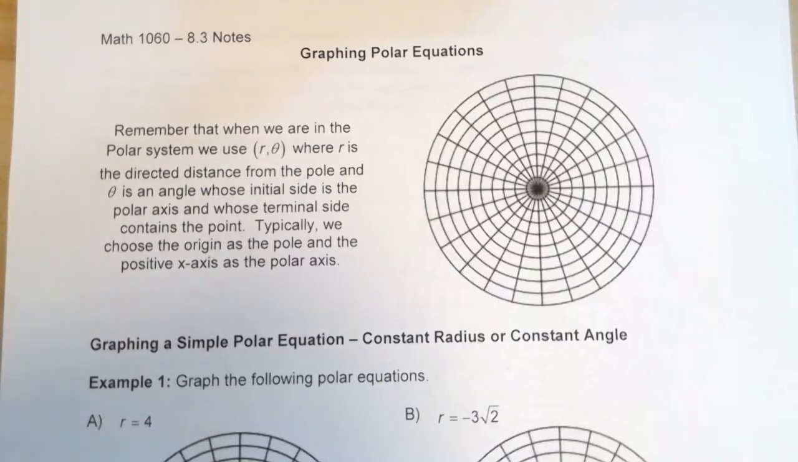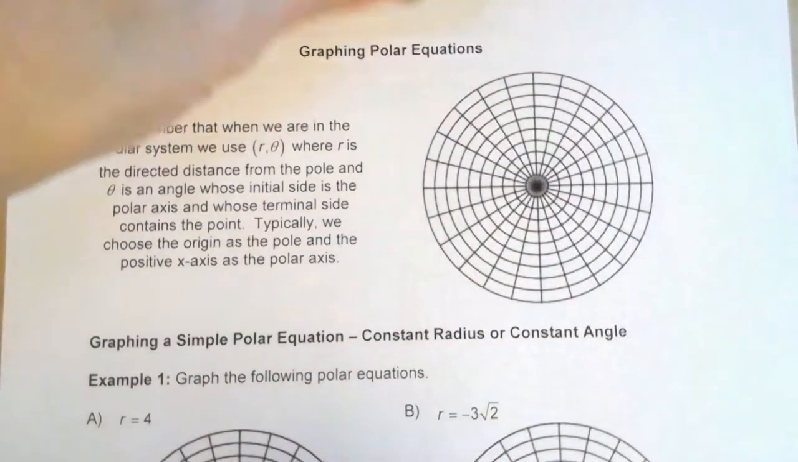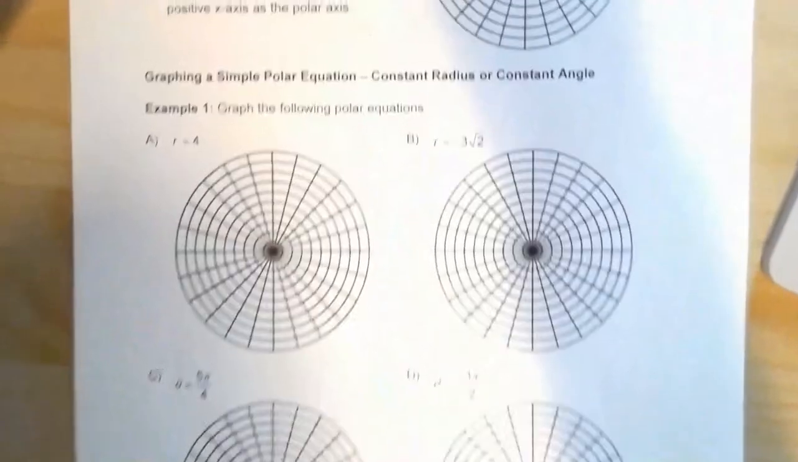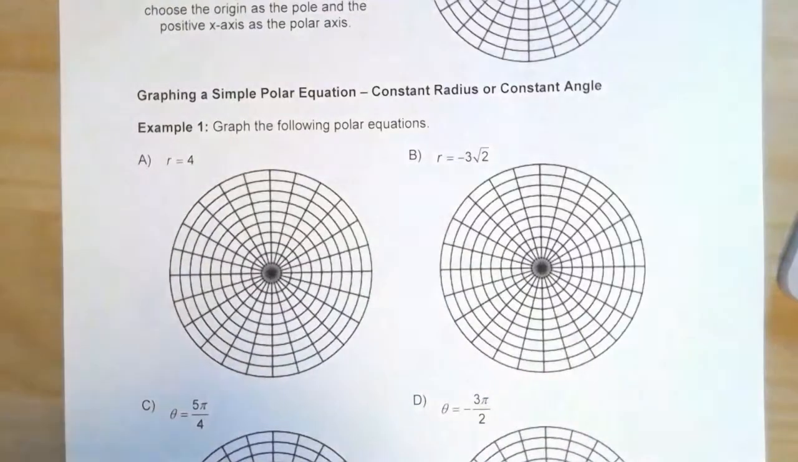So let's remember when it comes to the polar system that in our coordinate pair, the r is pretty much the radius, how far out you were going from the center, and theta is the initial side of that axis. Okay, so we start with the origin and go out from there. That's what we usually do. So first thing we're going to do is graph some simple polar equations. So we either have a constant radius or a constant angle.